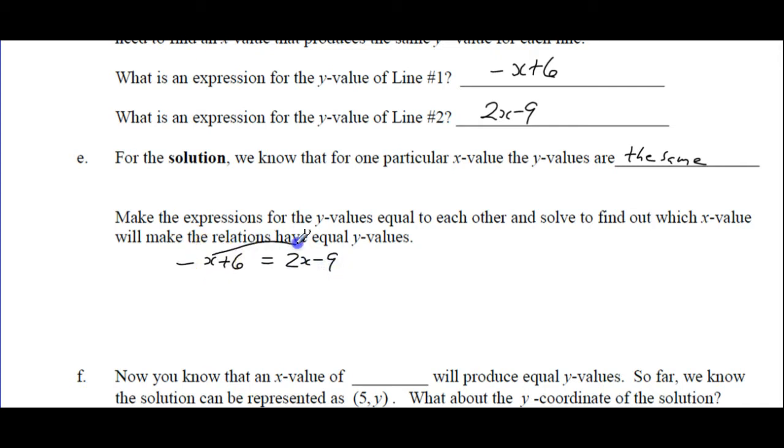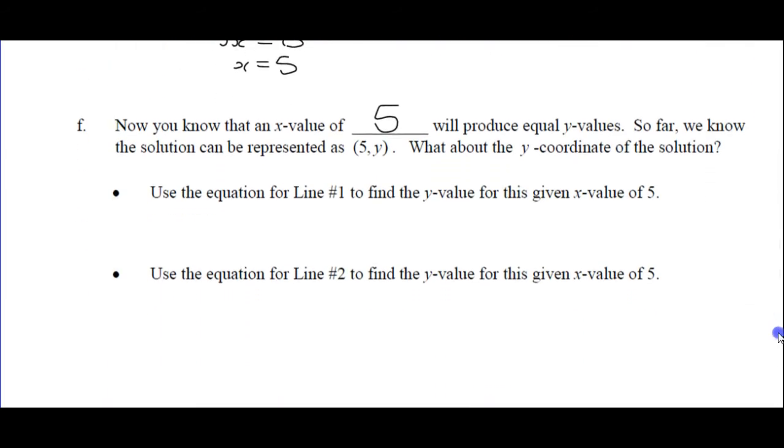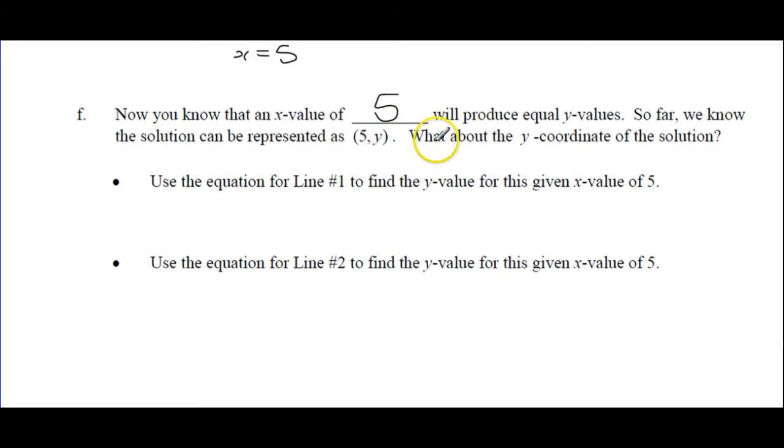I'm going to move this x over here, giving me 3x. I'm going to move the negative 9 over there, giving me 15. At the same time, I'm reversing sides. And we get x equals 5. So we know that an x value of 5 will produce equal y values. So far, we know the solution can be represented as 5 comma y.